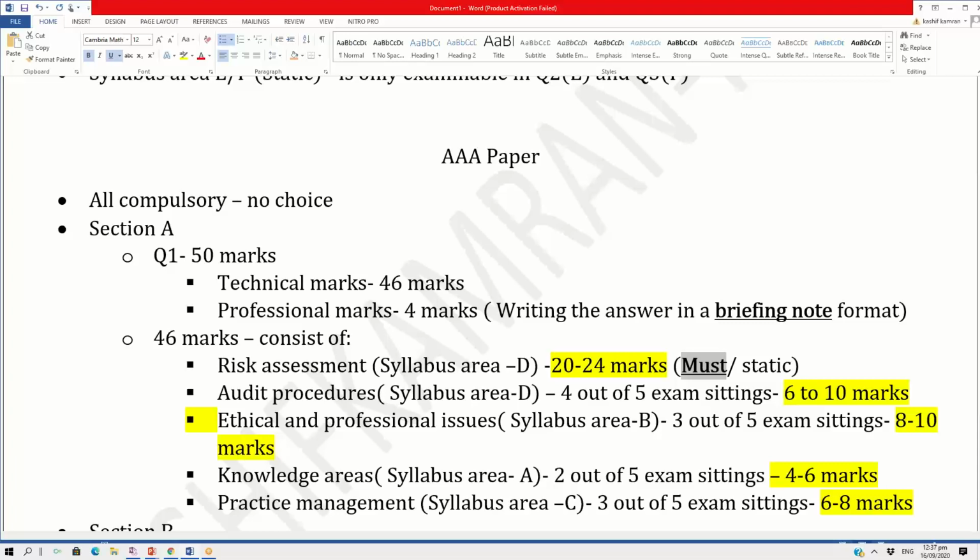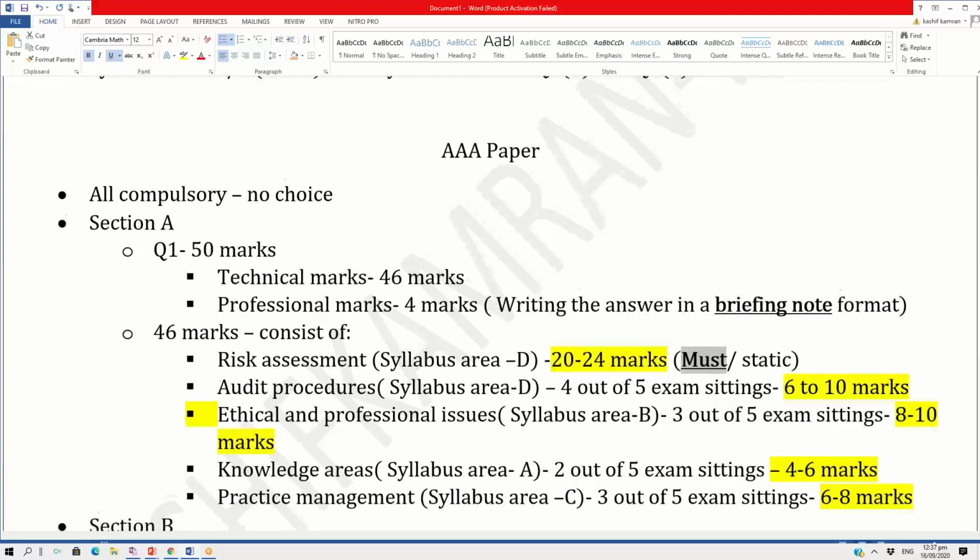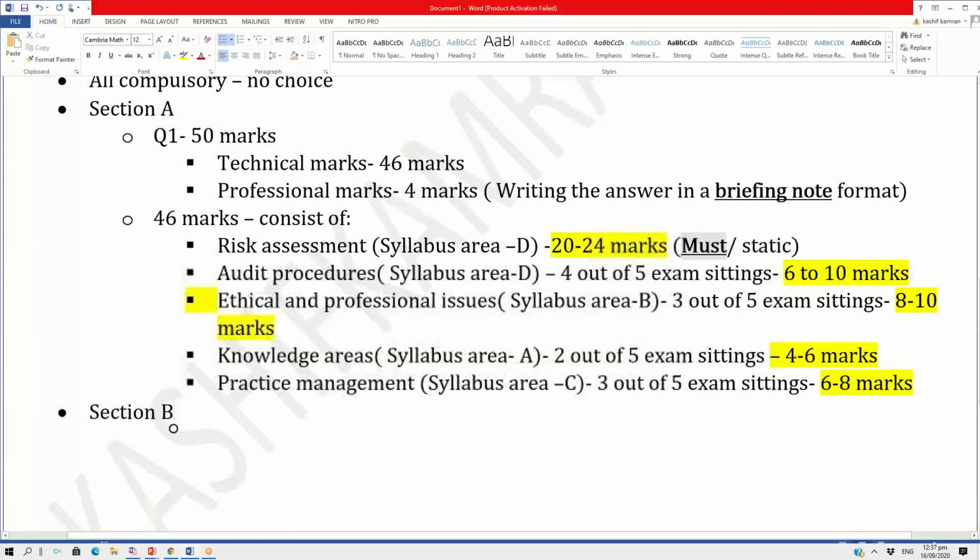So please have a very careful breakup of question number 1. When you are preparing, you should know the topic you are preparing, and you should know where you will find this topic in your papers. So this is the breakup of question number 1. Now, if I move on to Section B, it comprises 2 questions, right? Question number 2, 25 marks.